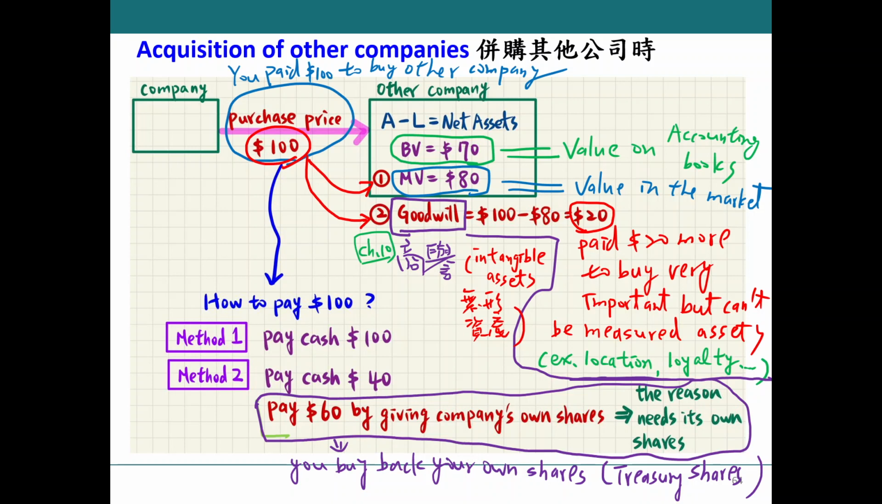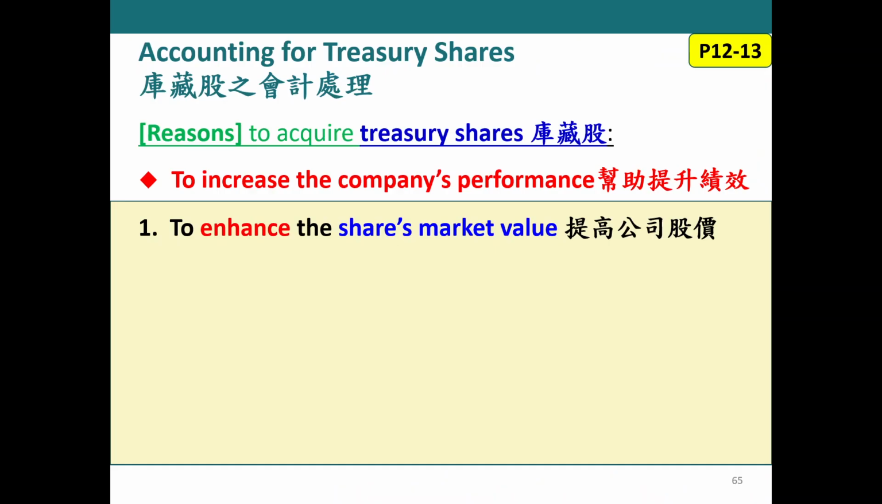Okay, so this is the major reason why we buy back our own shares, treasury shares, 库藏股, because we use it to do something. Second reason why we buy back our own shares: to make your company's performance better. So why? First is to increase your company share price.